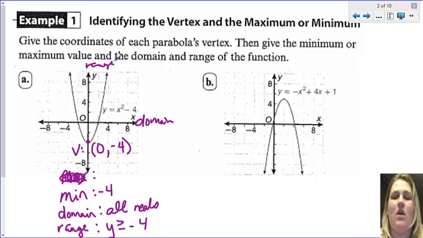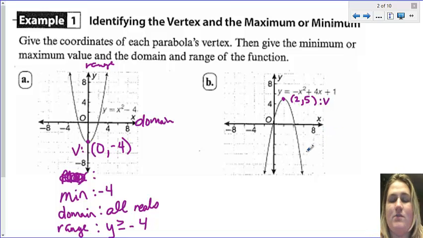On B, the vertex, remember, is the turning point. So if I start here, I'm going up, up, up until I get to here, and then I start to go down. So this is the turning point, or my vertex. Okay, and I have to have x and y because it has to be an ordered pair. Again, it's going by 2, so my x is 2. My y looks like it's between 4 and 6, so it has to be 5. Okay, so that's my vertex.